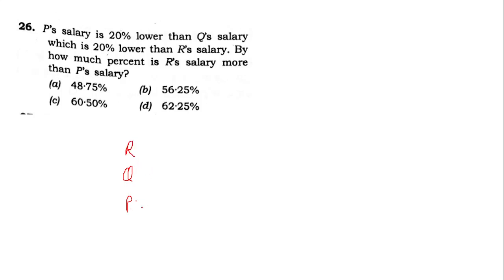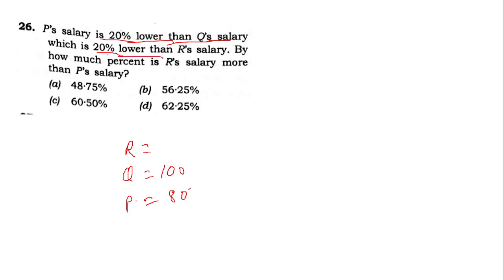Alright. Since Q is in the middle, I can take this as 100. You can do otherwise also, you can take R as 100 and come down also. That is also fine, no problem. As of now, I am taking Q as 100. P's salary is 20% lower than Q's salary, which means 20% lower means 20% less. So this will be 80.